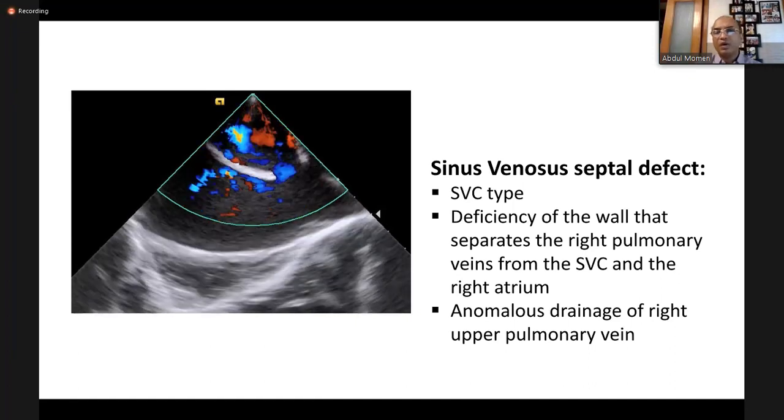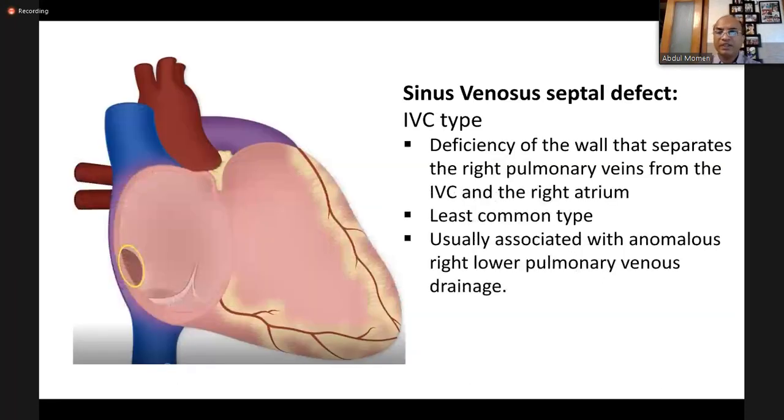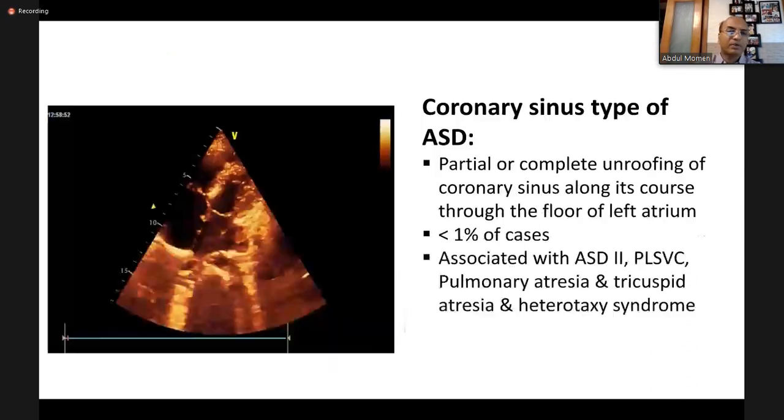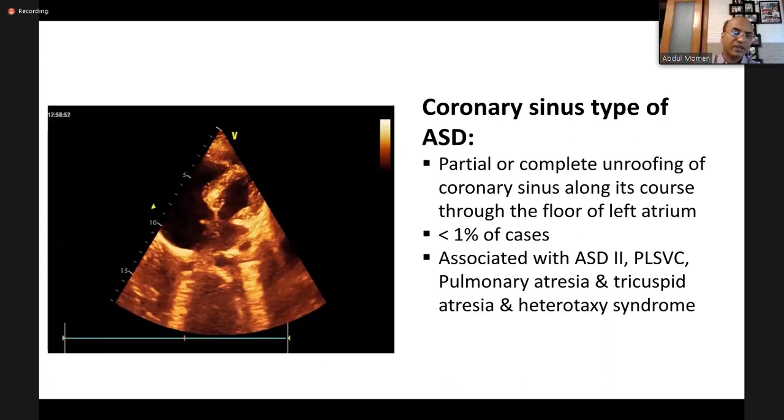IVC type: deficiency of the wall that separates the right pulmonary veins from the IVC and right atrium. Least common type, usually associated with anomalous right lower pulmonary veins. So sinus venosus type of ASD is associated with anomalous pulmonary veins. This is the coronary sinus type of ASD. This is a rare picture.